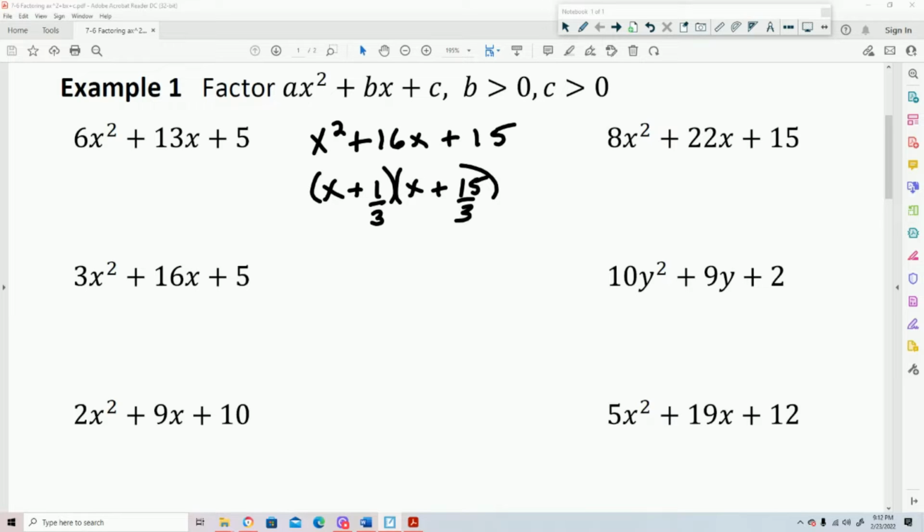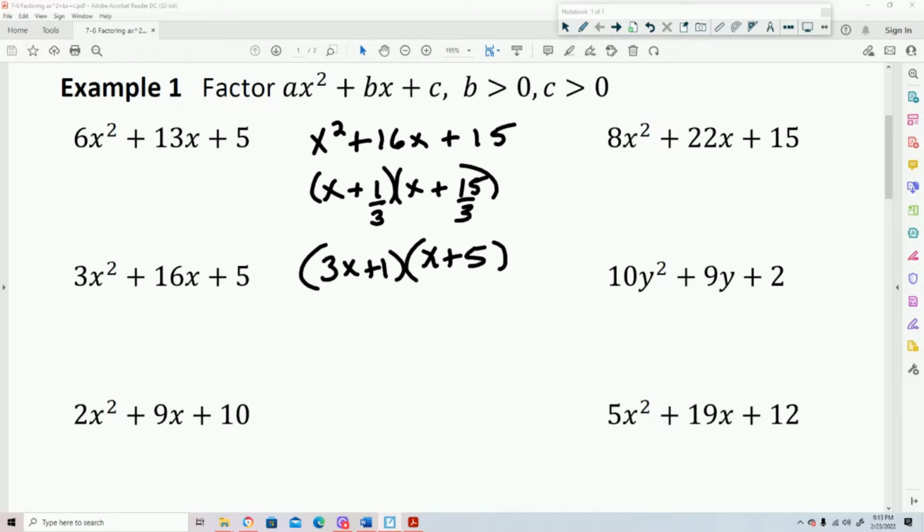If it's a whole number, that's great. I want to reduce it to its whole number and leave it. So 15 divided by 3 is 5. We get x plus 5 with that. And then this 3 is reduced, so this 3 is going to go back around to be the coefficient of this x, and we get 3x plus 1.